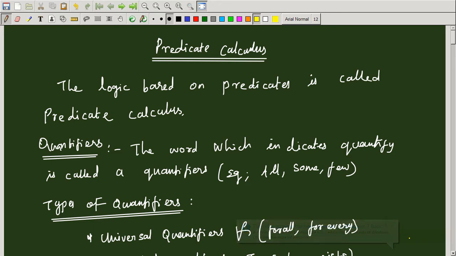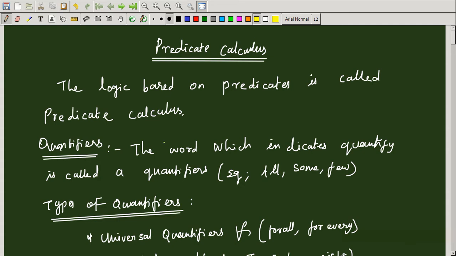Hi everyone. In this video, we are going to see the predicate calculus. So first of all, what is predicate calculus? The logic based on predicate is called predicate calculus. For that, we need to know what is a quantifier.